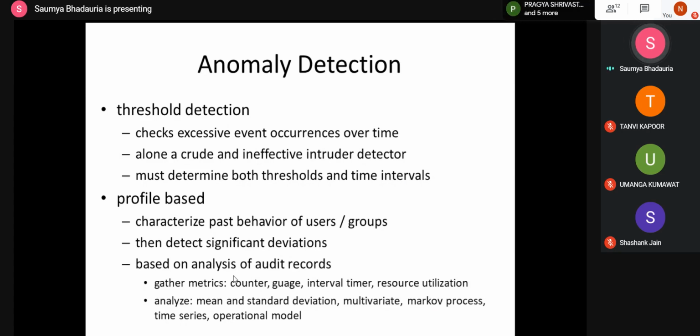Okay. Now, when any intruder accesses the file, he might access the file on a very random basis. So he's trying to increase the number of thresholds of accessing that file, which would be categorized as a possible case of security event that happens with the intruder. Okay, so it says that it checks excessive event occurrences over time.